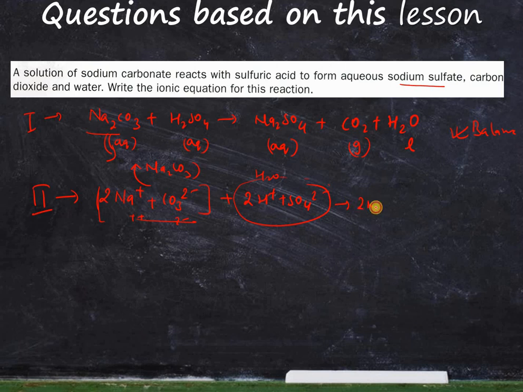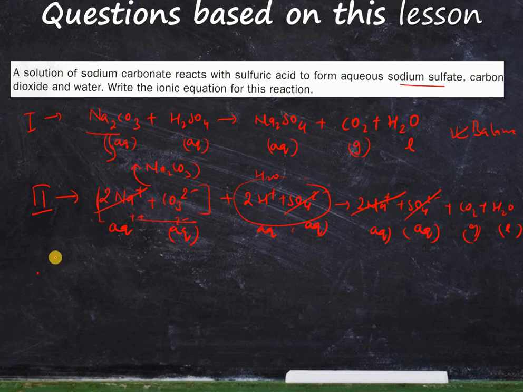Now here it will be 2Na plus, sulfate 2 minus, plus CO2 and water, which will just remain like that. Always write the state symbols so you don't have confusion about the states. So this is aqueous. Now you cancel out what is common to both sides. As you can see, sulfate is common, so it's gone. 2Na plus is here and here, so it's gone. The remaining things we have to keep just like that.